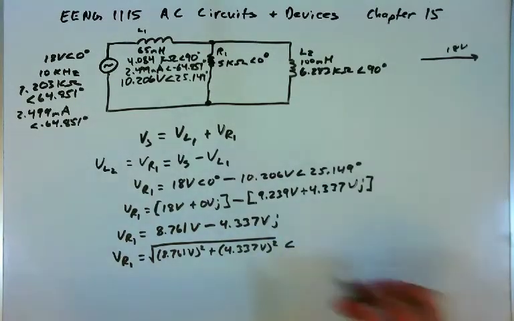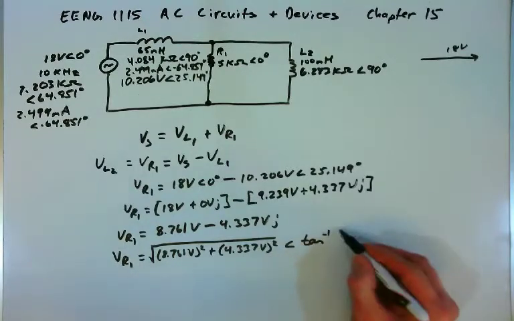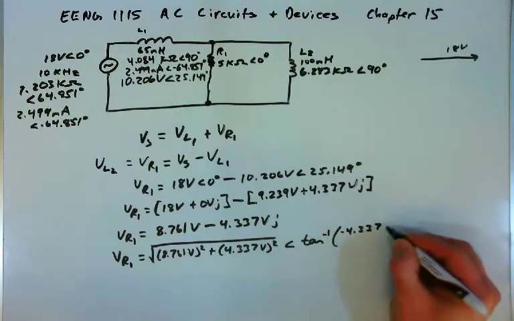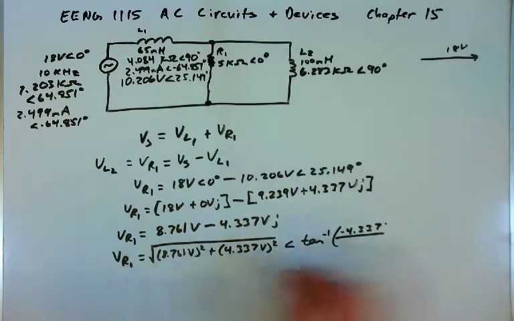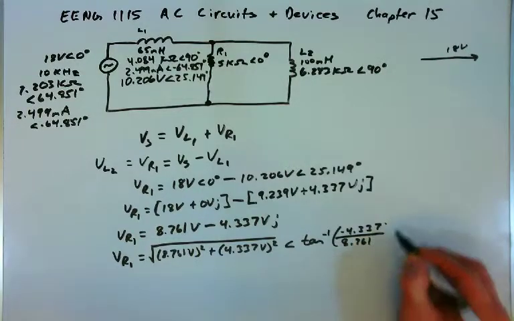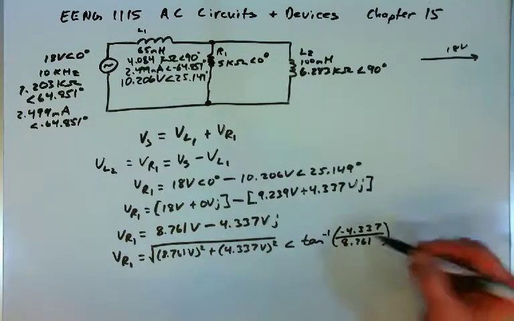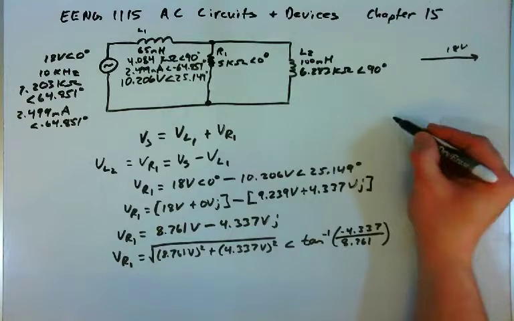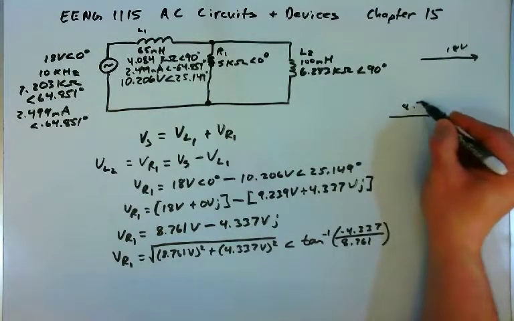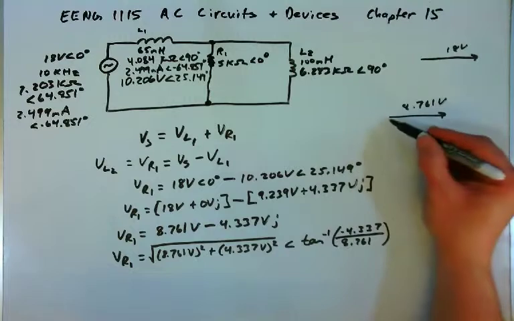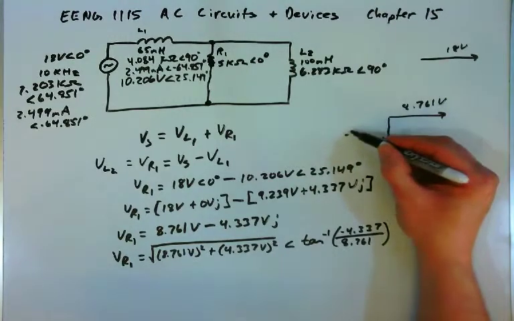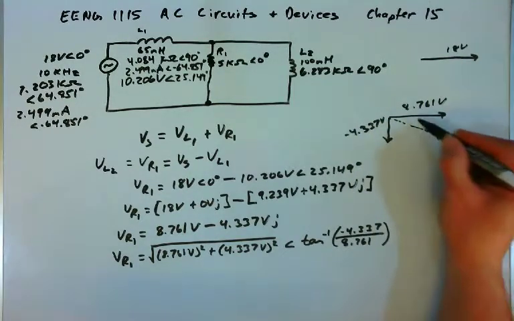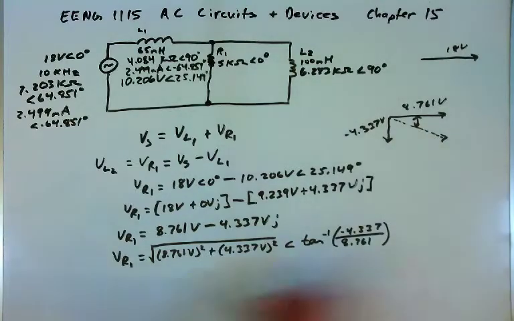And the angle will be the inverse tangent of the y component, which is negative 4.337, divided by the x component, which is 8.761. These are both volts, so that will cancel. It's always a good idea to look at the components graphically. We have an x component that is positive, 8.761 volts here, and a y component that is negative, 4.337 volts. We're looking for the vector sum, and so we want to make sure that we get an angle that is negative.